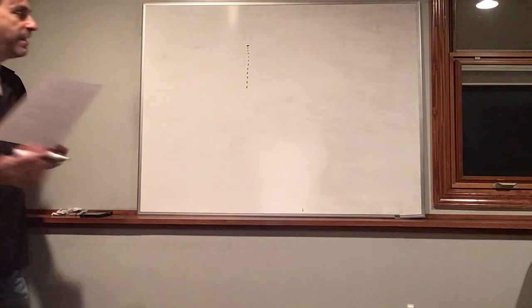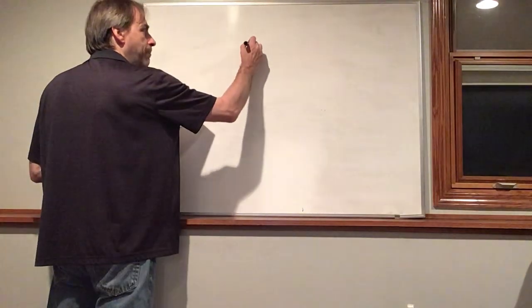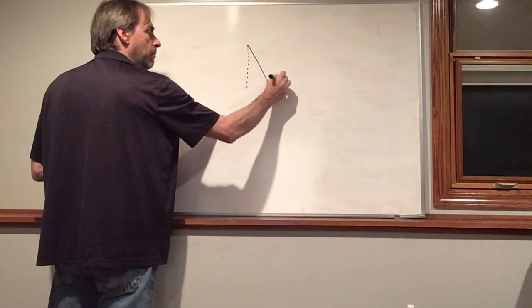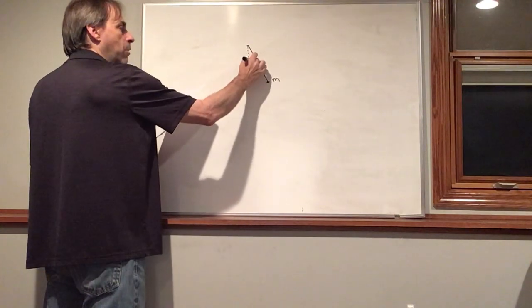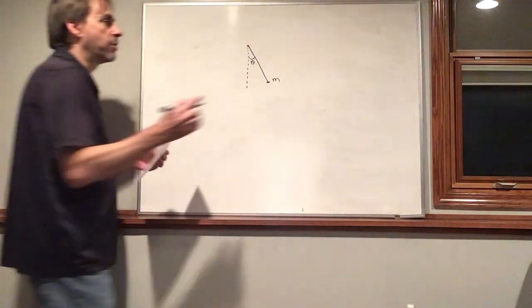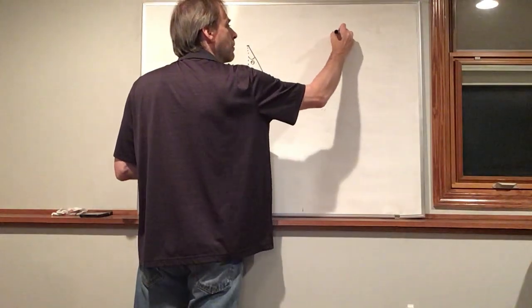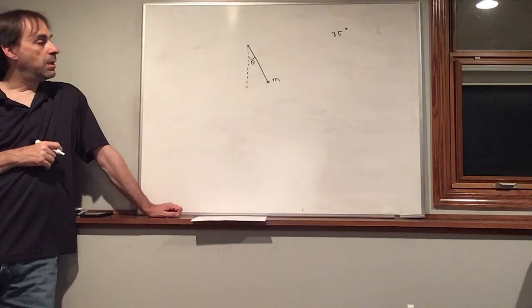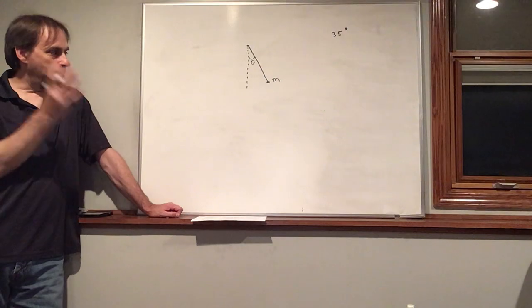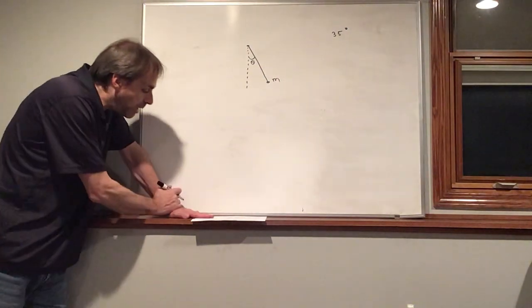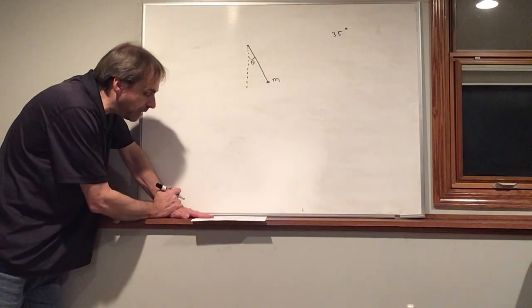There's a lead ball at the other end with a mass m. And we're going to pull it through an angle and release it. So this angle that we're pulling it through is 35 degrees. So it's free to spin. We pull it through an angle of 35 degrees and release it. And how fast is it moving?